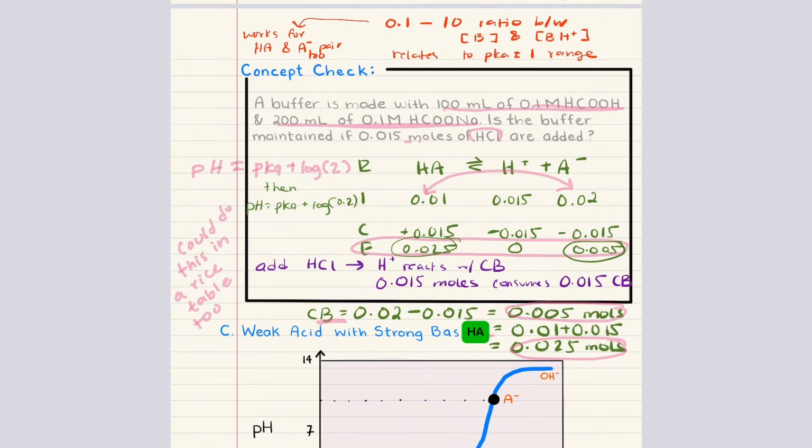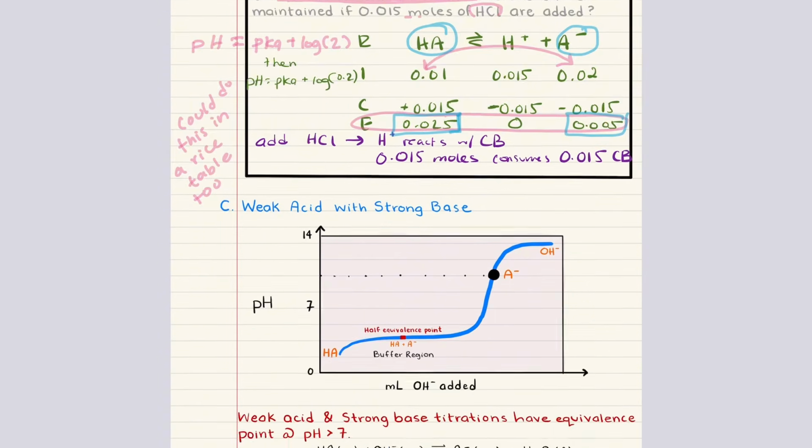So the final verdict is yes, the buffer survives the 0.015 moles of hydrochloric acid we add. You end up with 0.005 moles of formate and 0.025 moles of formic acid, so the conjugate pair remains. The solution is, however, much closer to exhausting its ability to neutralize any additional strong acid.